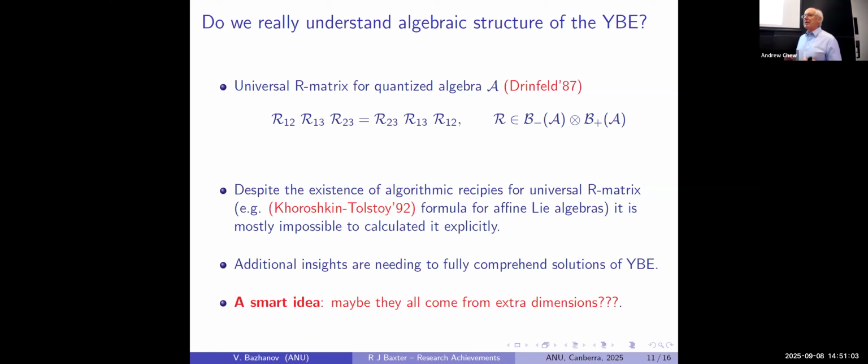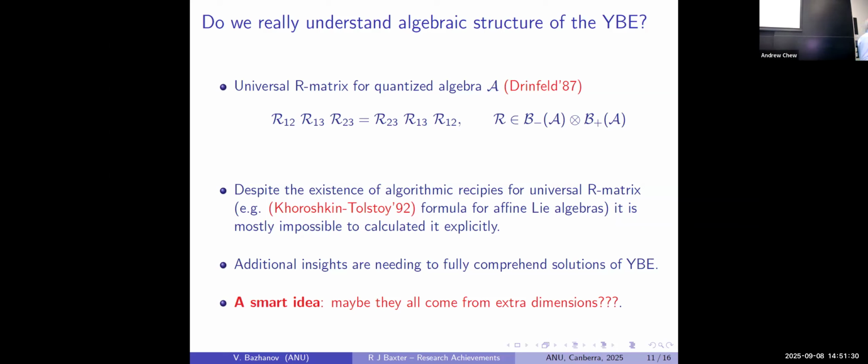But unfortunately, that's nearly impossible. There is a lot of work, particularly Khoroshkin and Tolstoy wrote down the formula, but the answer you get at the end is too complicated, with too many summations. It's not edible. So additional insights are needed to understand that structure.